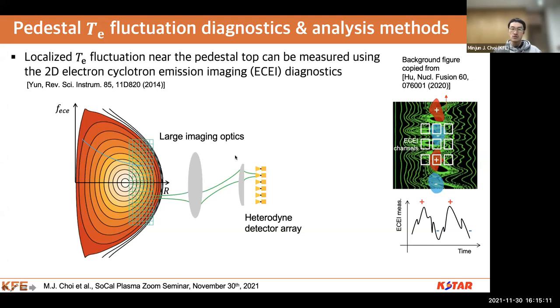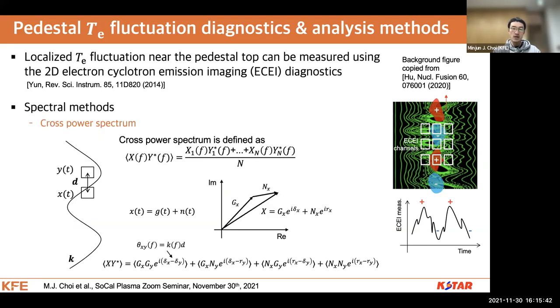So what we measure by this ECEI channel would be a kind of spatial structure of turbulence modes, and this will be recorded in time. So if we analyze this time series data recorded in ECEI channels, we can identify some information on the turbulence structures. And I used some spectral methods first.